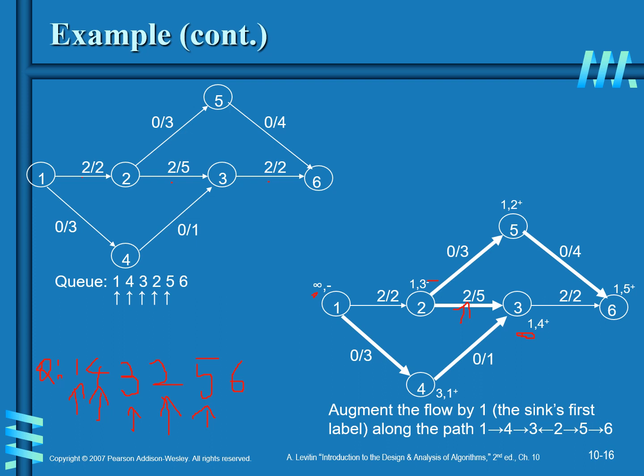Then once you come to 5, what is its second label? 2. Since it is a plus, again this current flow has to be increased by 1. Again, what is its second label? 2. So you will come over here, to 2. Okay, so now you look at this.